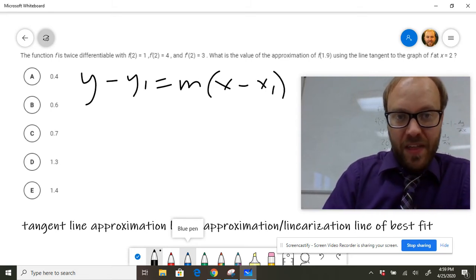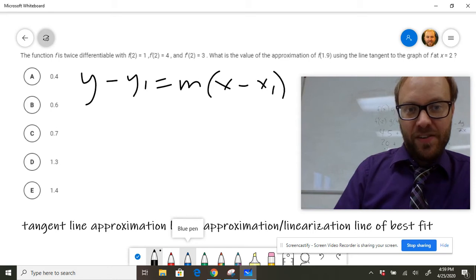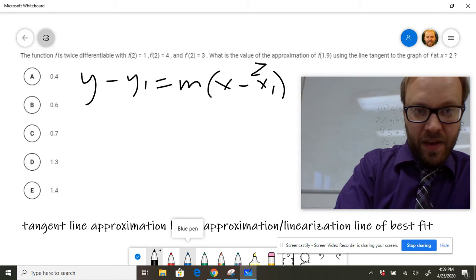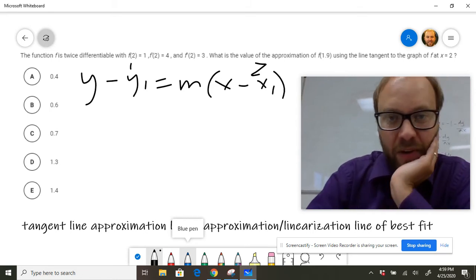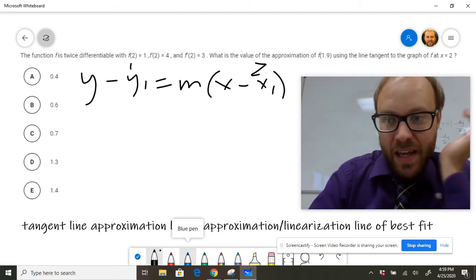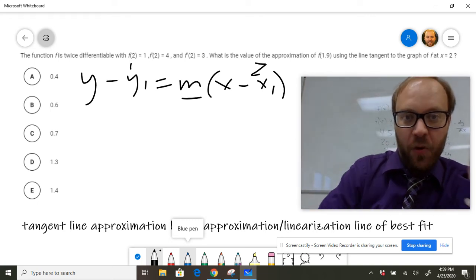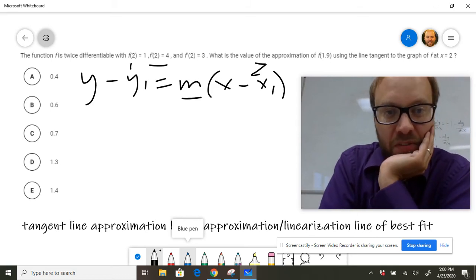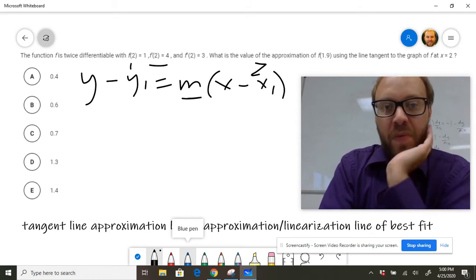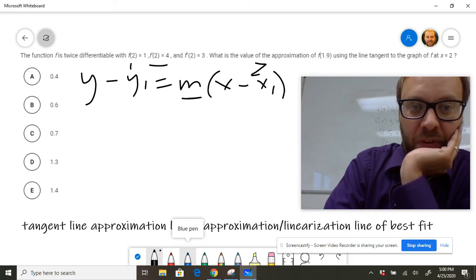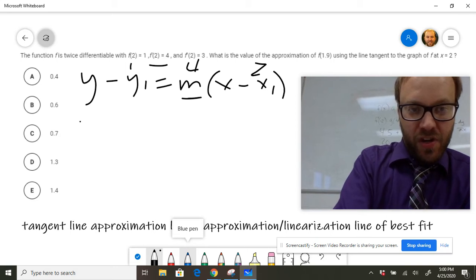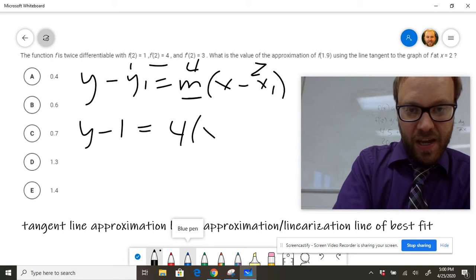So notice here, they give you a point. This is a function that passes through the point 2, 1. So we know that when x is 2, y is equal to 1. And we can go ahead and fill that into the equation right off the bat. Now, the last thing we need here is the slope. Okay, well, they give us a slope, maybe a little bit hard to read here, but they say that f prime of 2 is equal to 4. So the slope is 4 at this particular point. So we can put this in right here. And so my final equation is y minus 1 is equal to 4 times x minus 2.